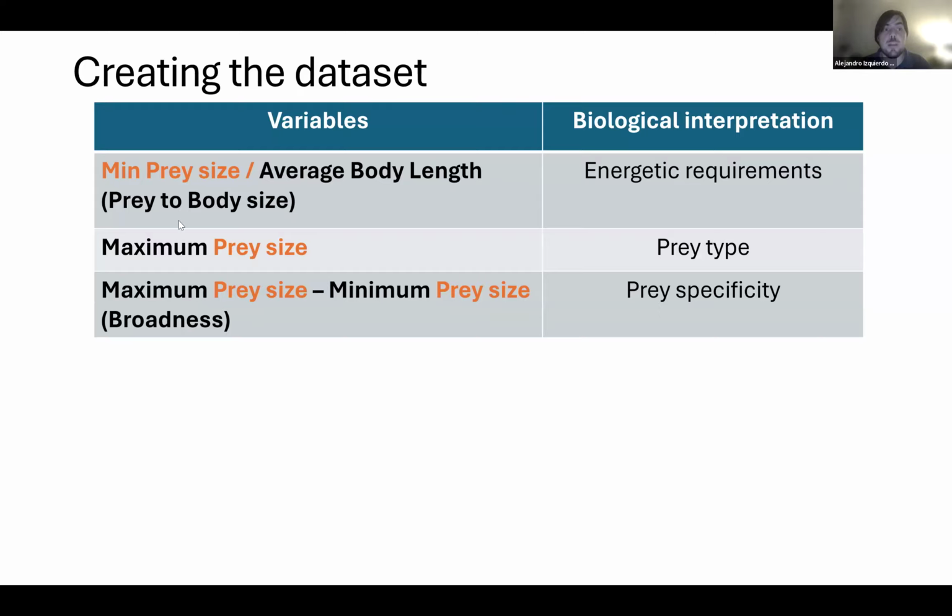We may have two arthropods that have more or less the same prey to body size relationship, but the type of prey that they can capture is different. And finally, we have things like prey specificity. Now, we want to know if an arthropod is focused on only one type of prey, or it can gather very different types of particles.